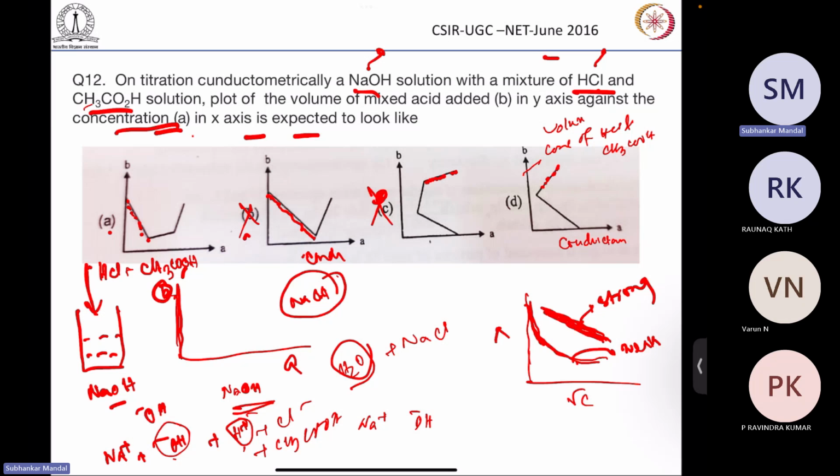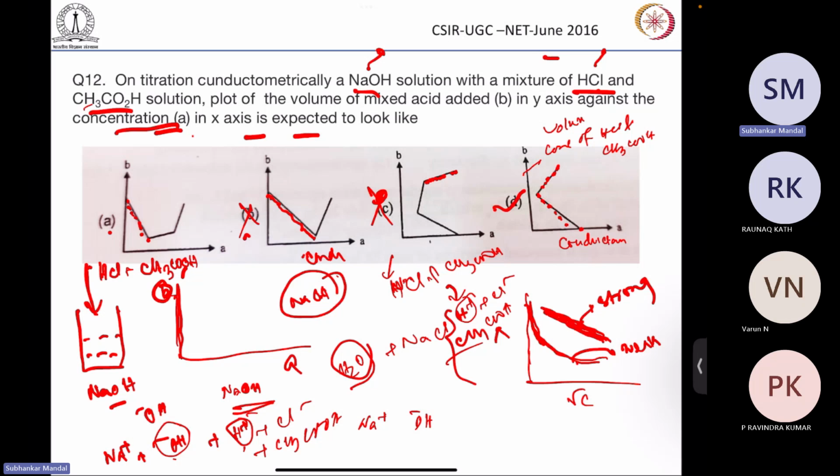Now when NaOH is completely neutralized, then you are adding extra HCl and acetic acid. When you add this extra, H+ and Cl- will form along with the acetic acid, so the H+ ion concentration in the solution will increase. So your conductivity value will increase. Here you can see the conductivity value is increasing, so D will be the answer.